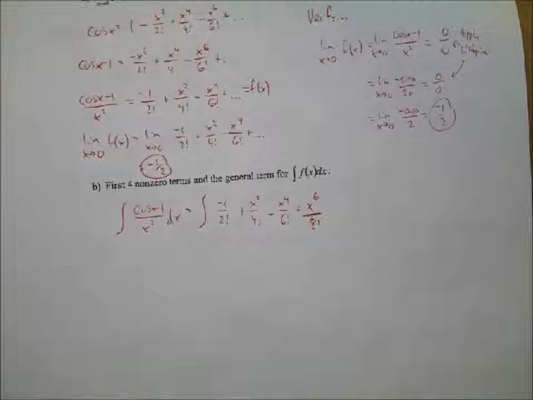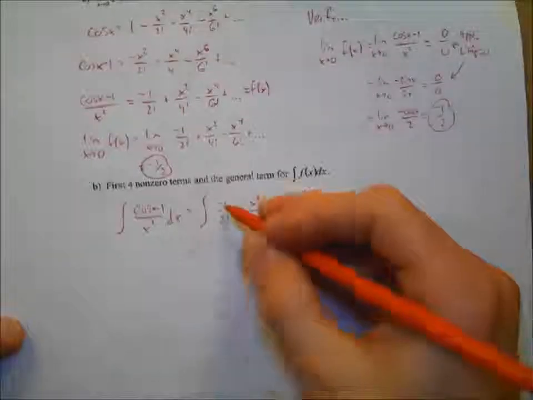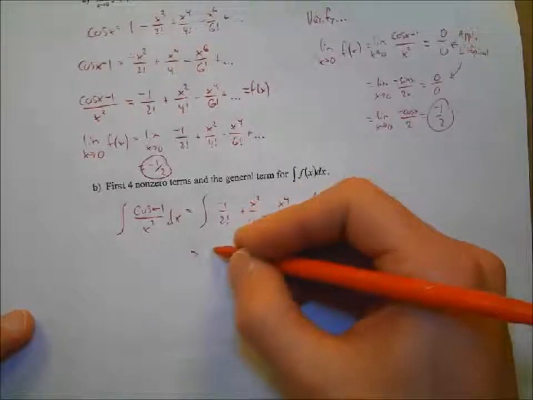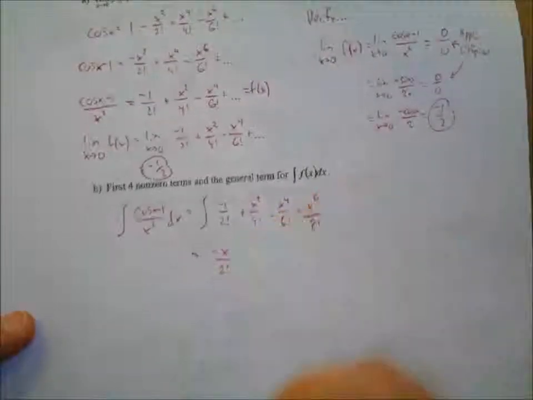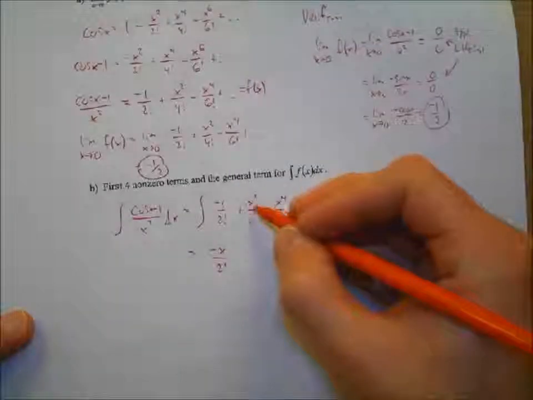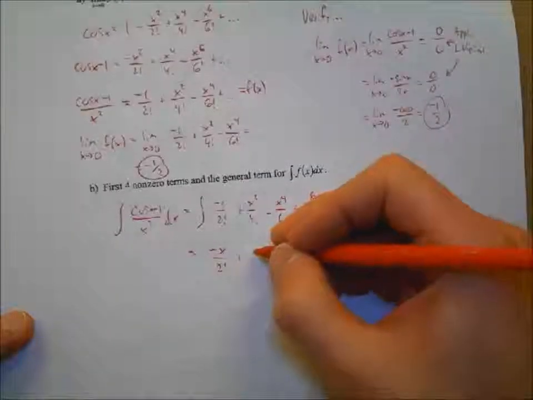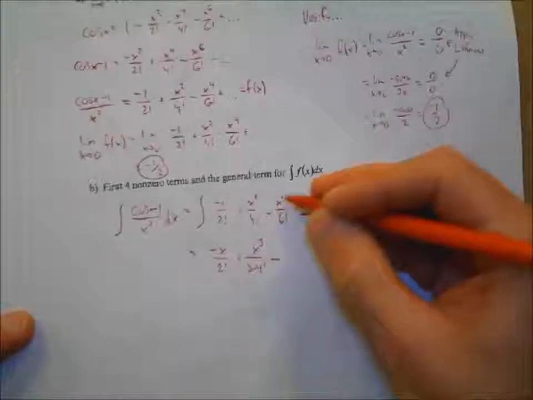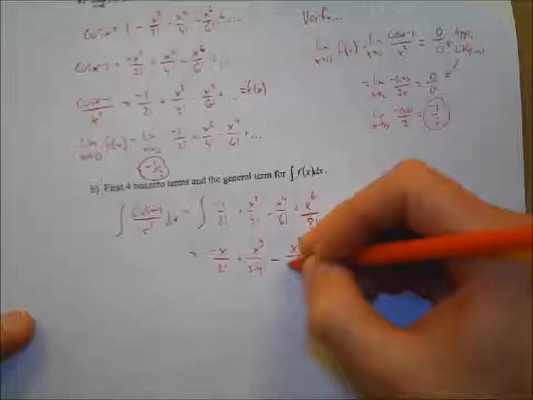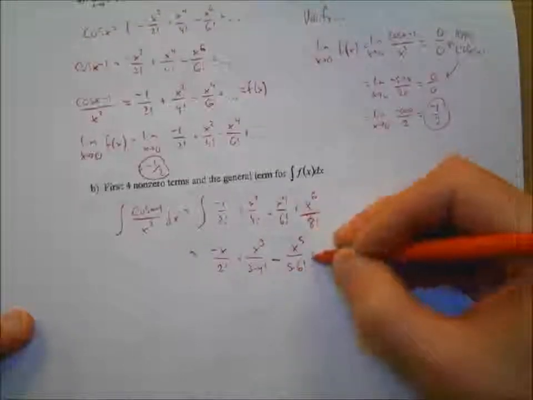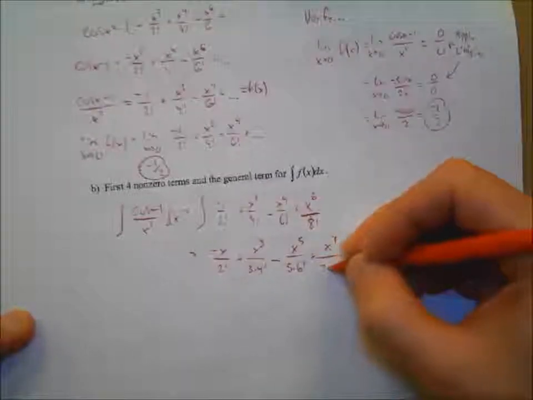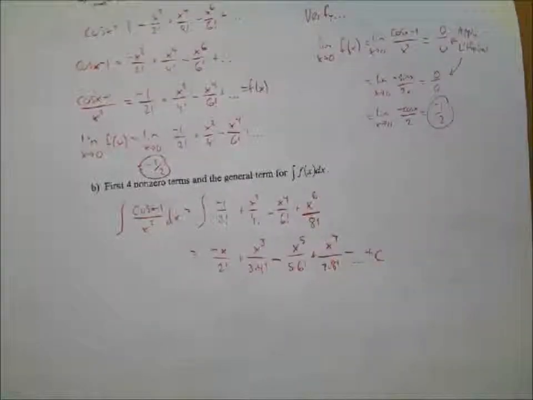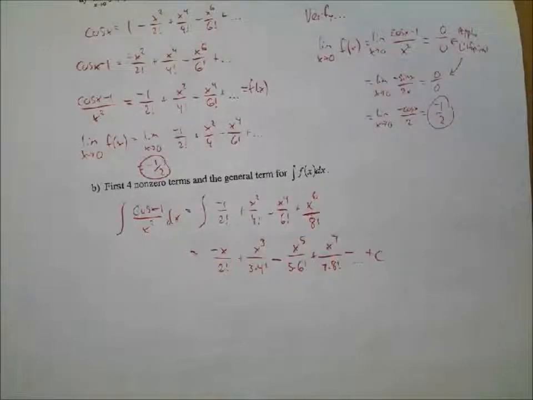So we're going to do 4 terms where we integrate. Integrating negative 1 over 2 factorial, that's just a constant, so it's just going to be negative x over 2 factorial. Integrating x squared gives us x to the 3rd over 3 times 4 factorial. Integrating x to the 4th becomes x to the 5th over 5 times 6 factorial. And integrating x to the 6th, x to the 7th over 7 times 8 factorial, minus dot, dot, dot. And don't forget there's a plus c at the very end.